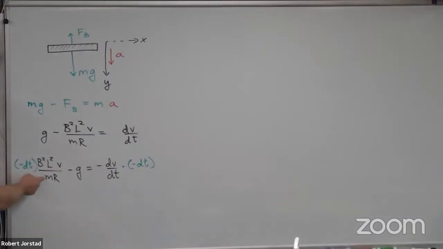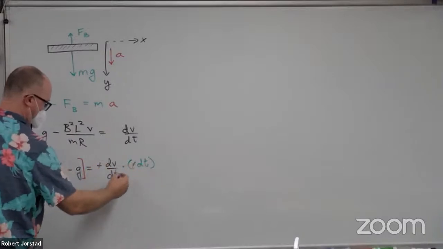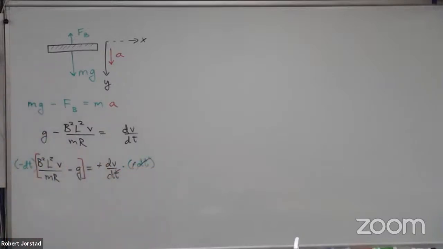But wait, is it just times this first term or the whole thing? Oh, we better put these in here. Well, in this case, that gets rid of the minus sign and the dt. I've isolated dv. I'm almost done. What do I have to do next?